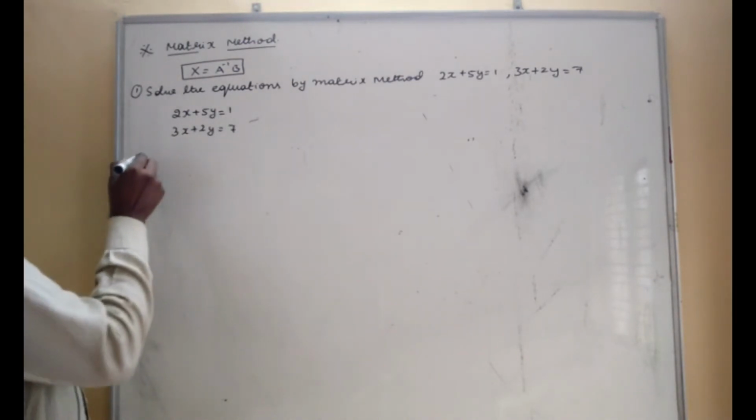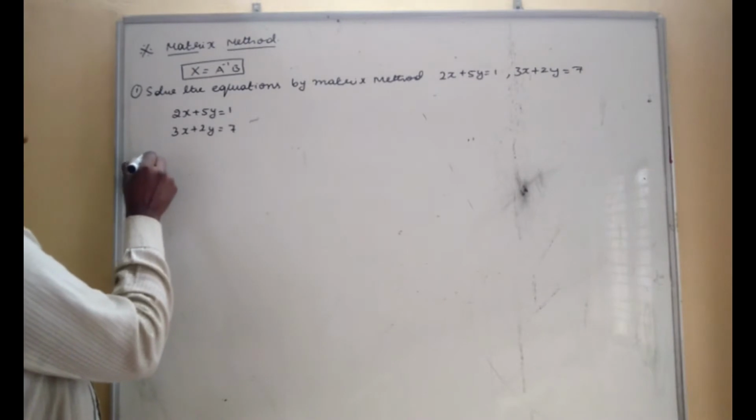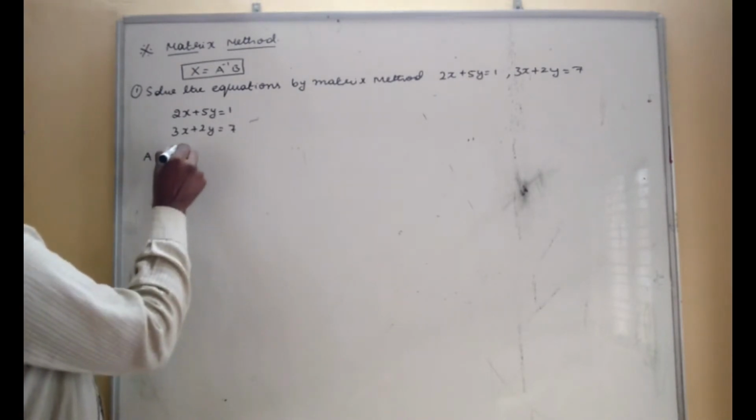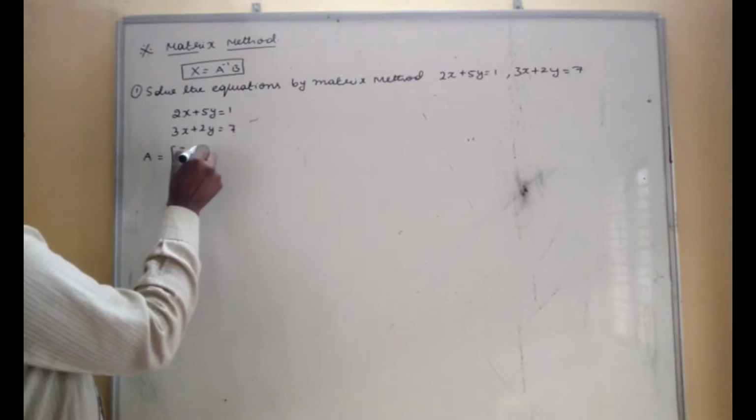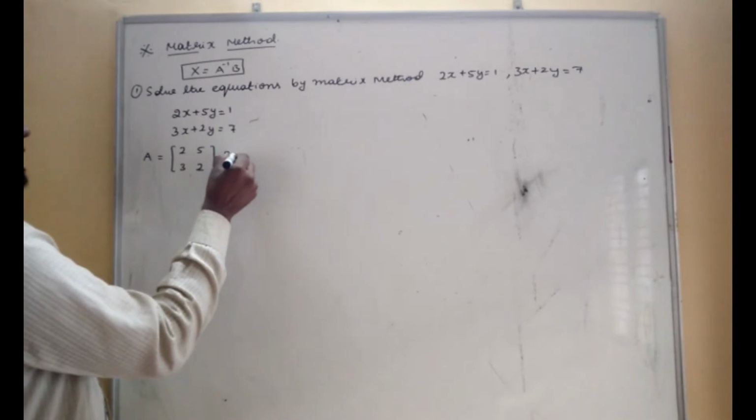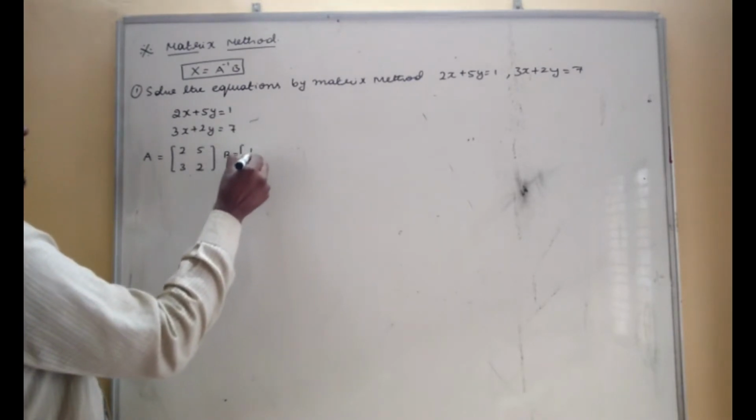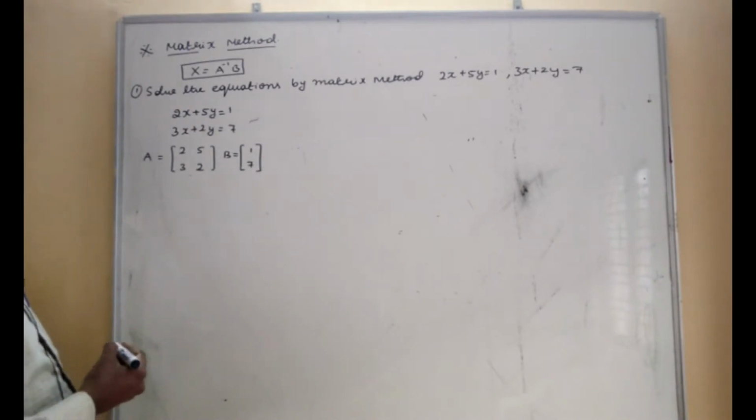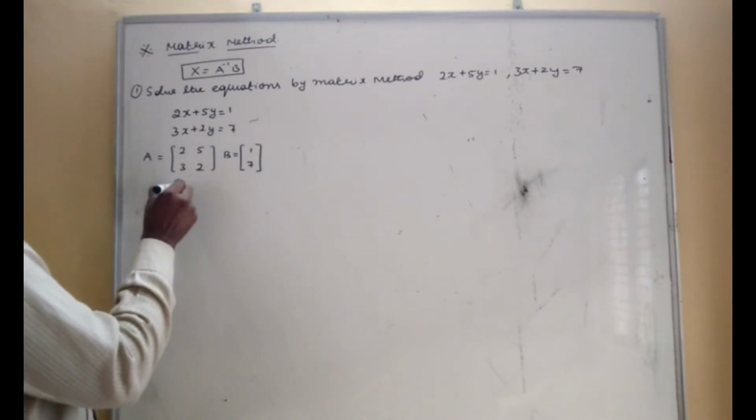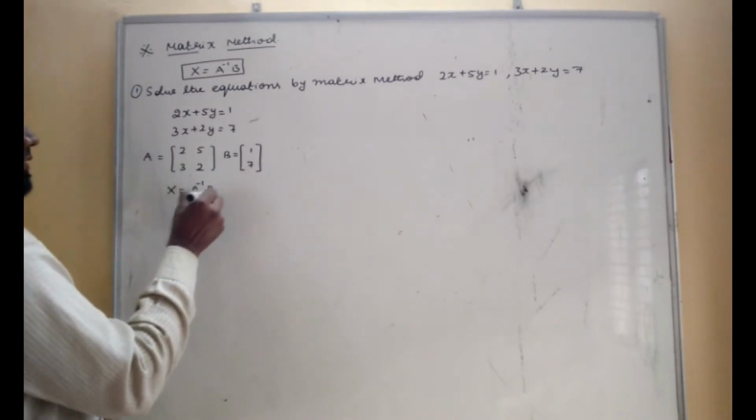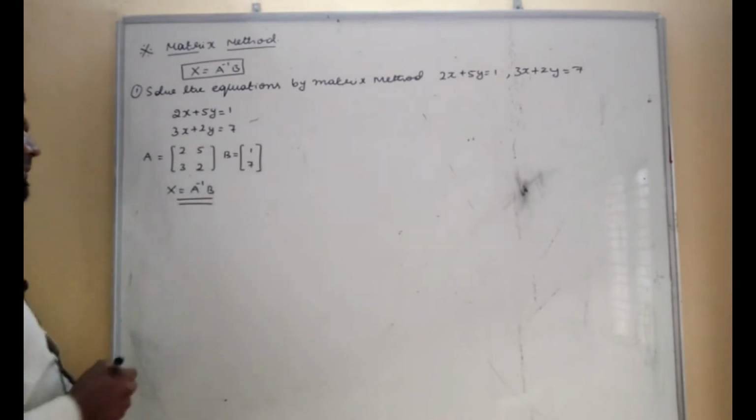Okay, let us write the given equations in the matrix form. So what is the matrix form? Let us write. So A is in matrix 2, 5, 3, 2. Then B is in matrix 1 and 7. So matrix method means there is a formula I told. The formula is, let us write the formula, x is equal to A inverse into B. So this is the formula to find by the matrix method.